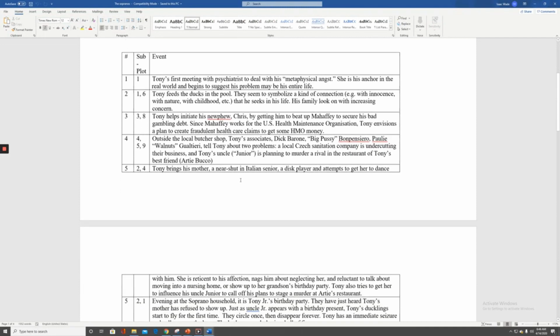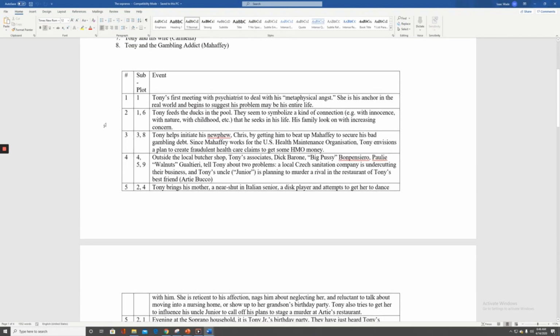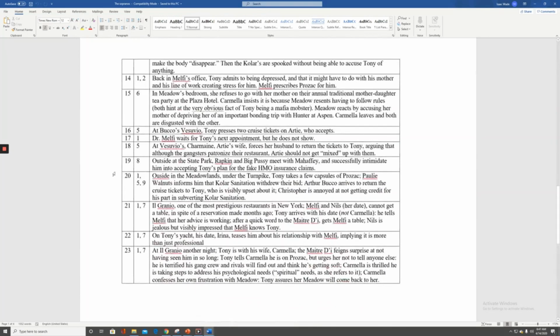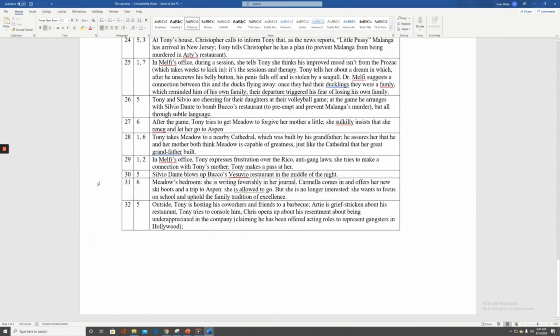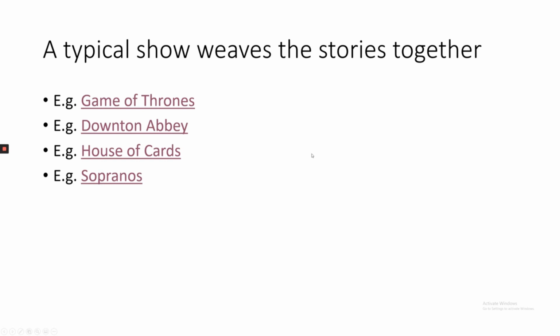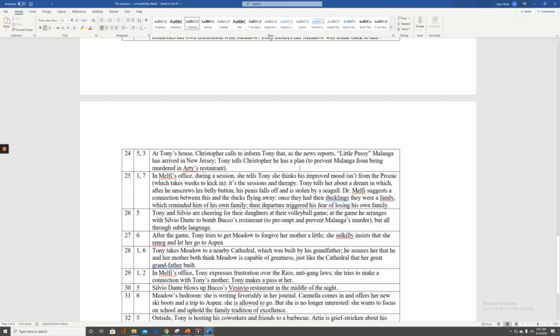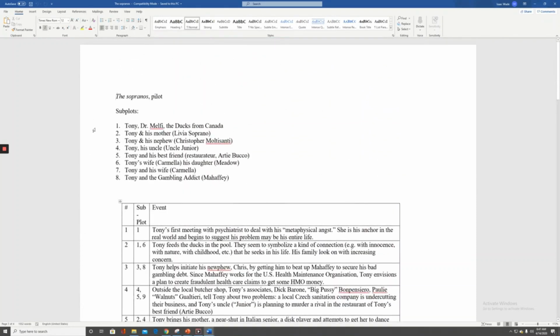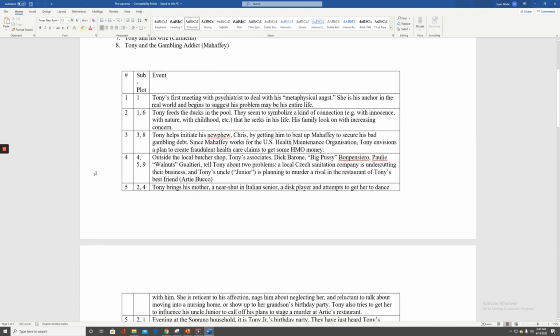It begins at scene one. The duck scene happens very early on in the show. That's scene two. And then the show progresses, and it's 32 scenes long. A typical show progresses in a linear fashion, and all of the plots are woven together. So these subplots that are involved with The Sopranos, the ducks from Canada, Tony and his mother, Tony and his nephew, Tony and his uncle, these different subplots together, they are woven together.